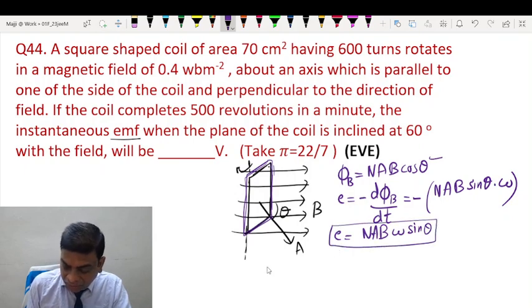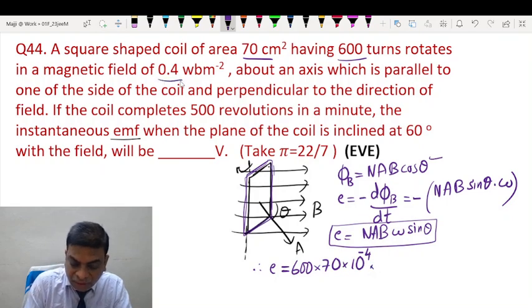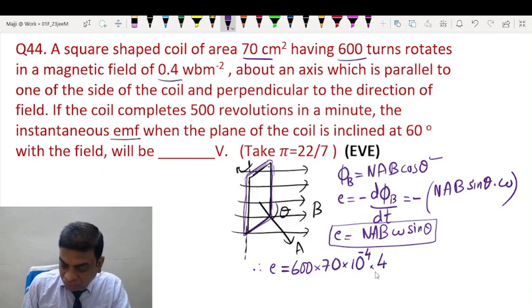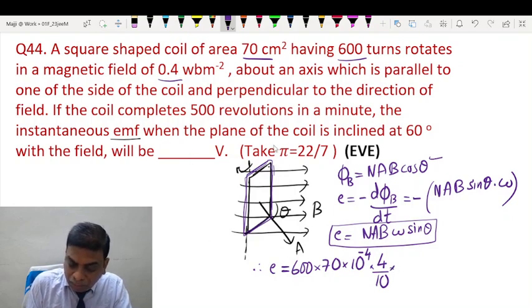Let us substitute the values here. Number of turns is 600. Then area is 70 centimeter square, to be converted into meter square. The magnetic field is 0.4, 0.4 is 4 by 10. And sine of theta. The plane of the coil is inclined at 60 degree.